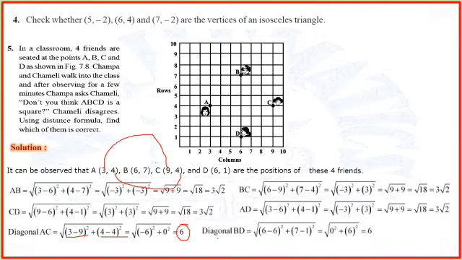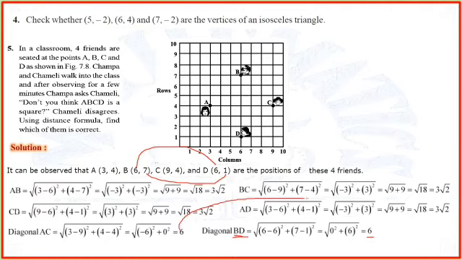After AC we are going for the diagonal BD. B and D means 6 minus 6 and 7 minus 1. The value of this diagonal is also equal to 6. So that means these two diagonals are equal.